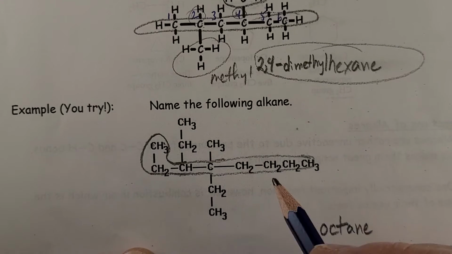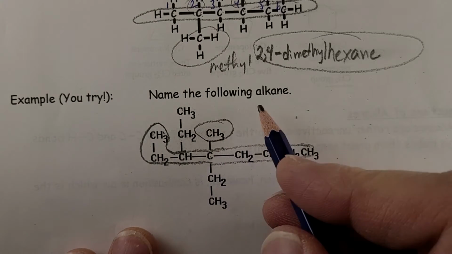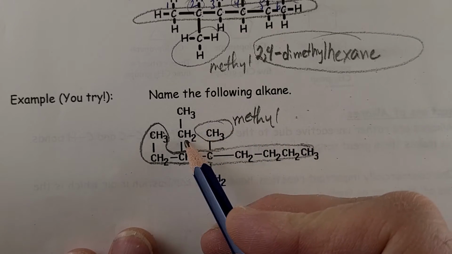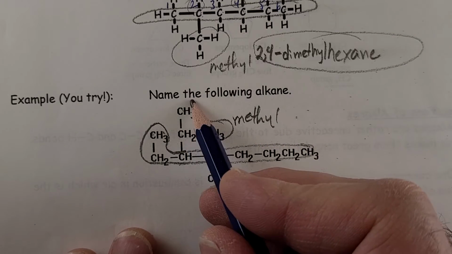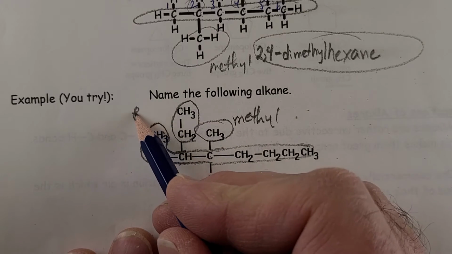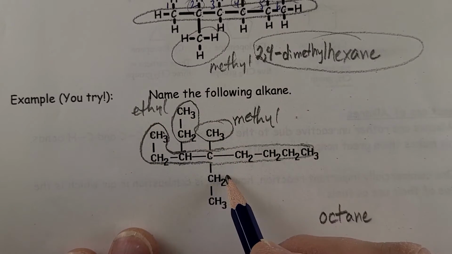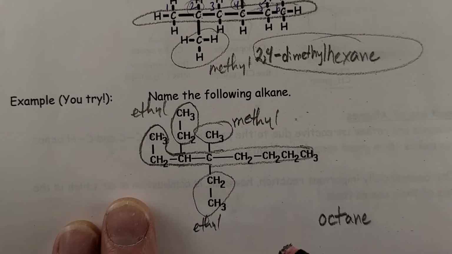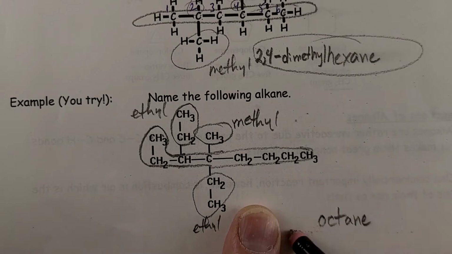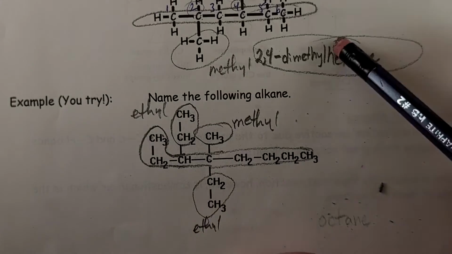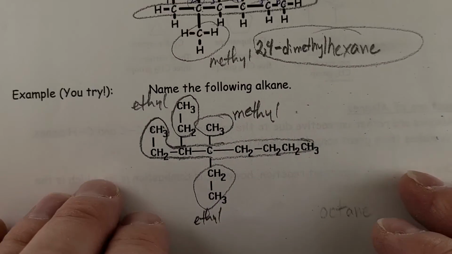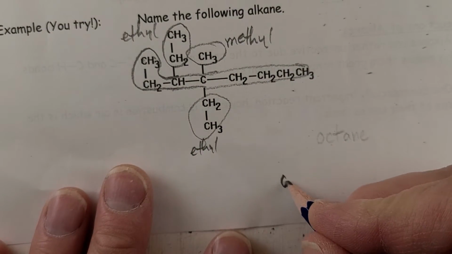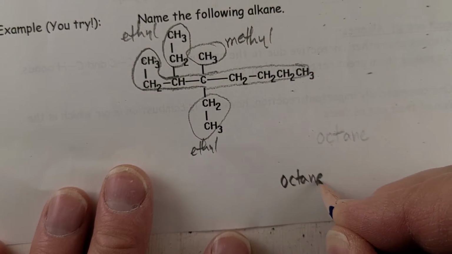And again, I have to see what I have here. So over here, a CH3 is a methyl group. CH2, CH3, that is an ethyl group. CH2, CH3, there's another ethyl group. Okay. So I have ethyls and methyls, and again, remember which one comes first. We do this alphabetically. So ethyl is going to come before methyl.